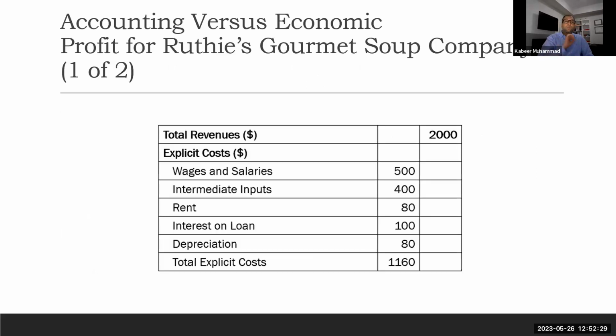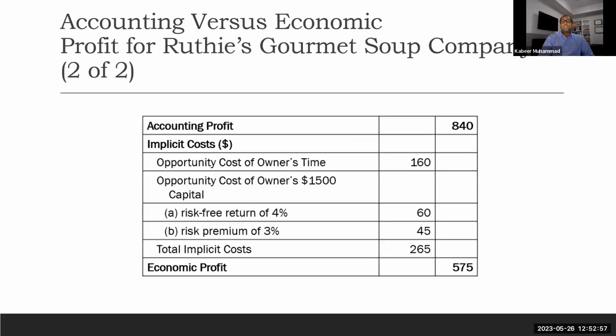Economic profit is zero. So here is an example: total revenue is 2,000, and these are the explicit costs like wages and salaries, intermediate imports, rent, interest on loan, depreciation. When we sum up all these, the total explicit cost is 1,160. So 2,000 is the revenue, 1,160 is the explicit cost. So what is accounting profit? When we subtract, we see accounting profit is 840.